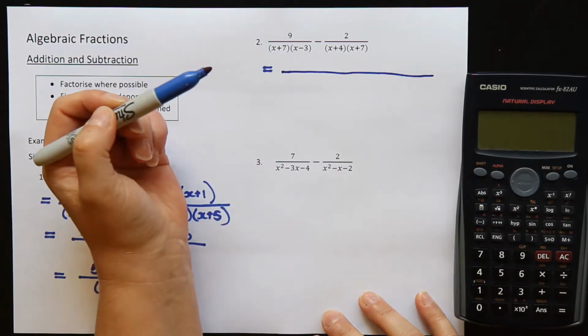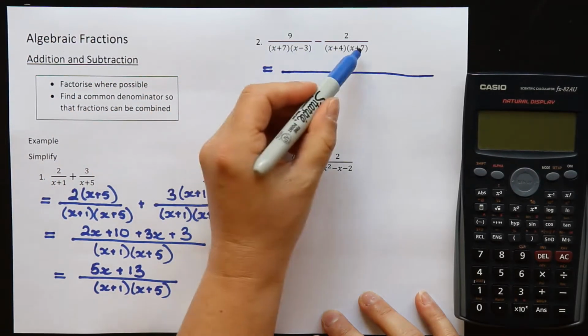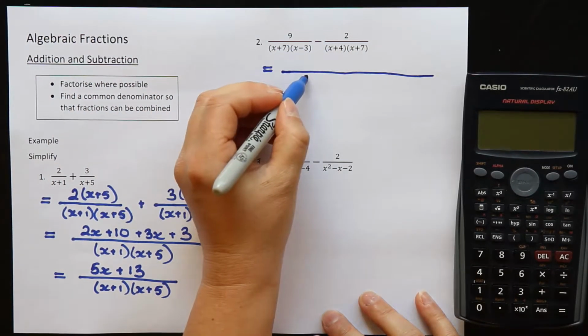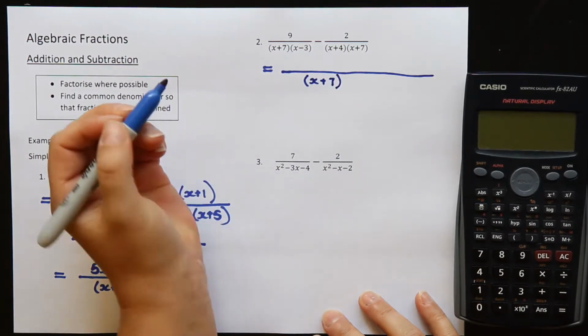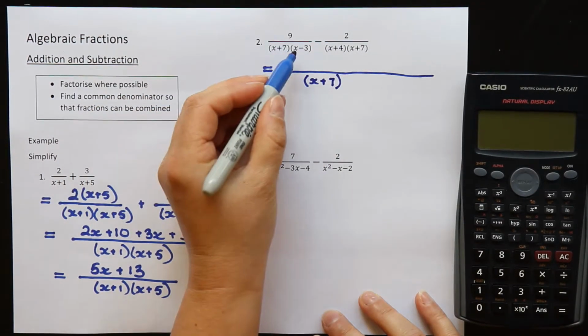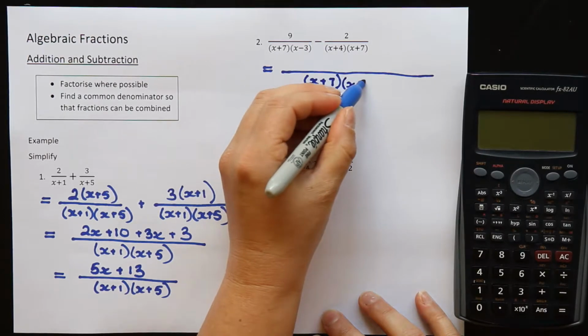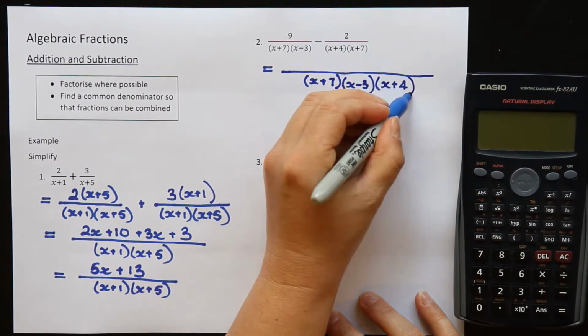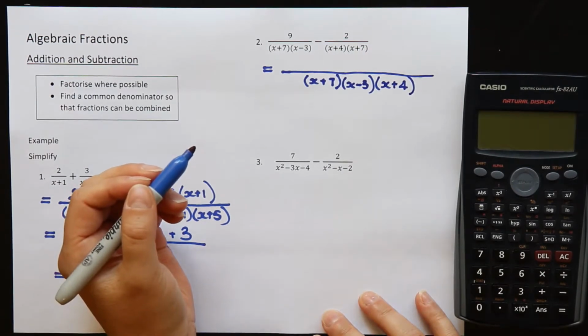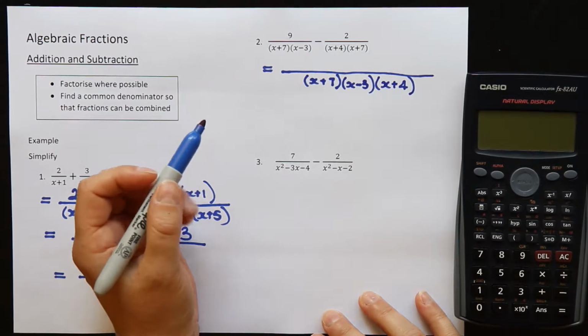I need to find the common denominator. Now there's an x plus 7 that's in both of them. I don't need to write it twice. That's a common factor. I can just write it down once, x plus 7. But there is also an x minus 3 and an x plus 4 that I need to put in there.